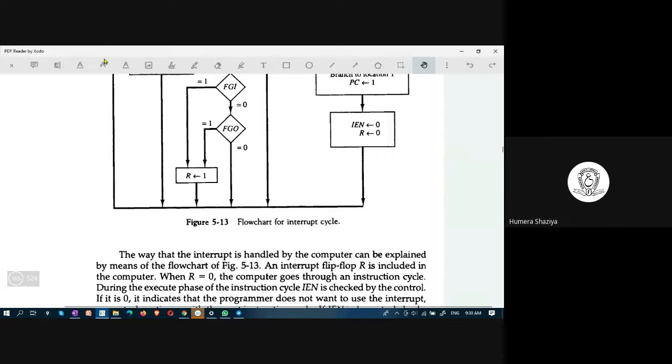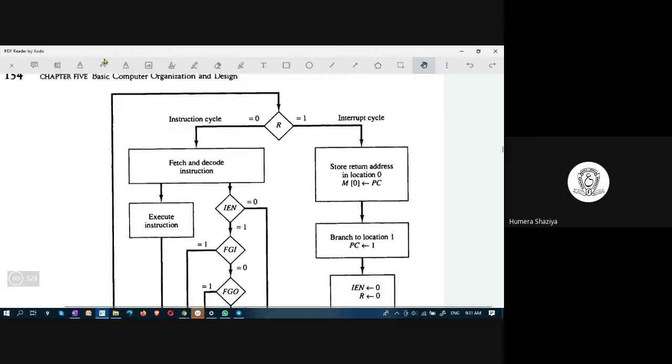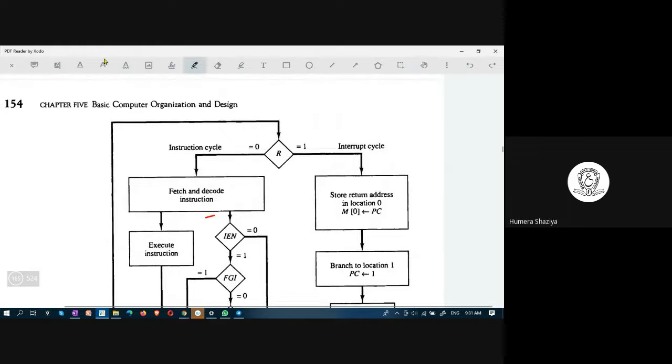We have learned the flowchart for the instruction cycle. Do you remember the instruction cycle flowchart? Yes, ma'am. Now we are learning the interrupt cycle flowchart. Before this, let me give you an analogy. Actually, what is this interrupt, and what is the difference between instruction and interrupt?